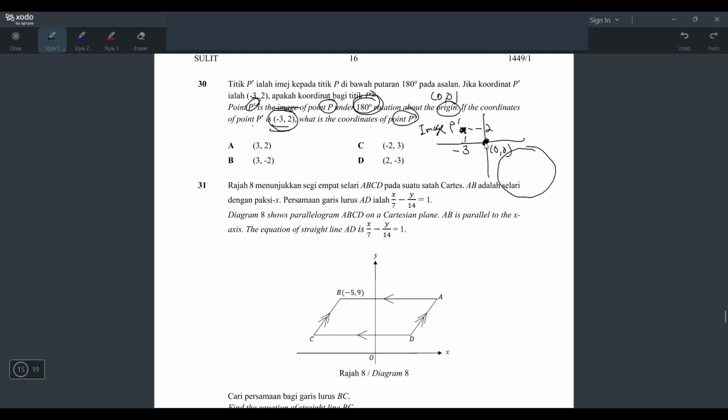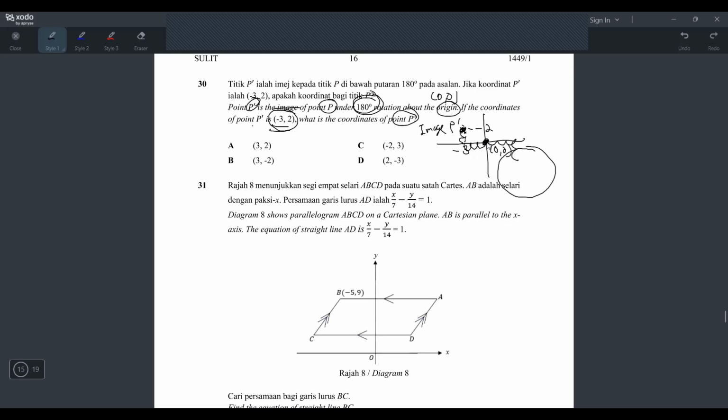Okay, so from center to this, got how many kotak? How many kotak horizontal? How many kotak vertical? So from here to here, horizontal how many kotak? 1, 2, 3 because negative 3, and then vertical 2. It means horizontal 3 kotak, vertical 2 kotak. So before rotating it is also the same. To the horizontal 3 and then ke bawah 2.